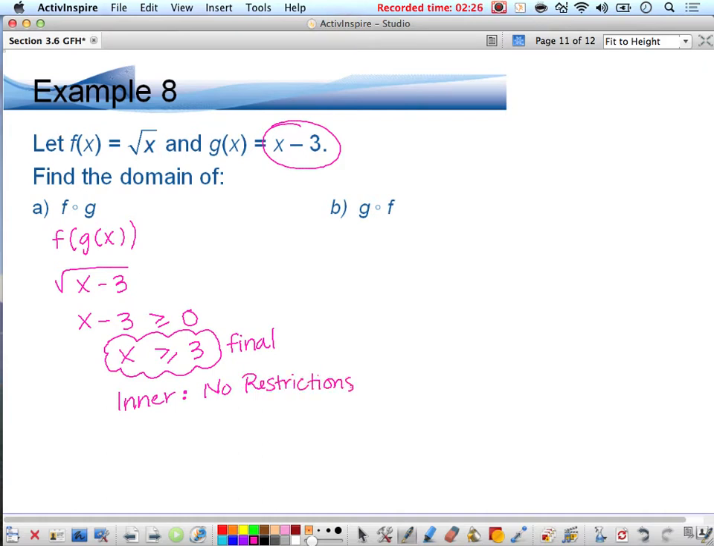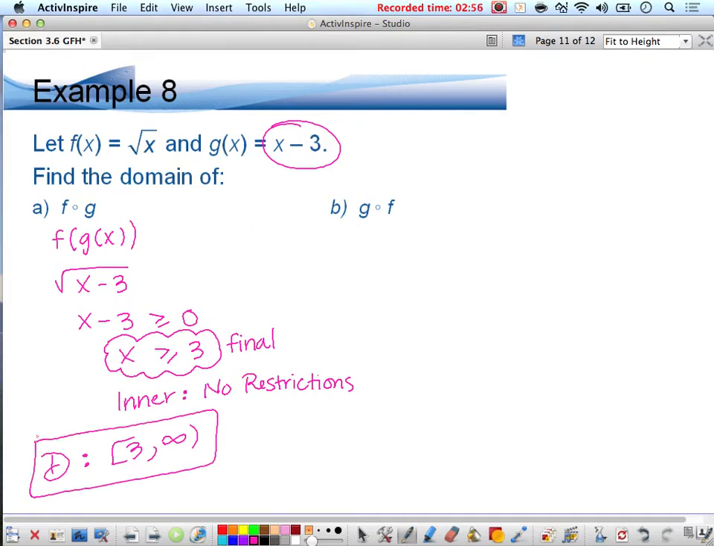Now the outside function, interestingly enough, the square root of x, has restrictions. X has to be greater than or equal to 0, but they don't matter. The only thing that matters in a composite function's domain is the domain of the final and the domain of the inner. So the only restriction I have is that x has to be greater than or equal to 3. Therefore, the domain is everything starting at 3 and moving to positive infinity.